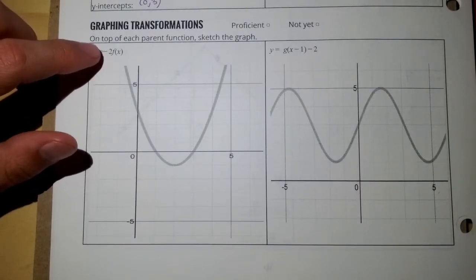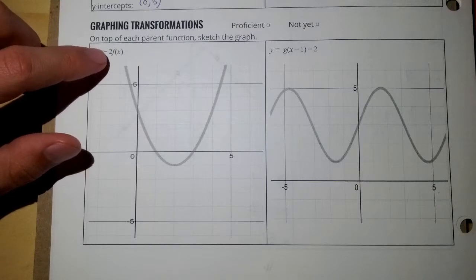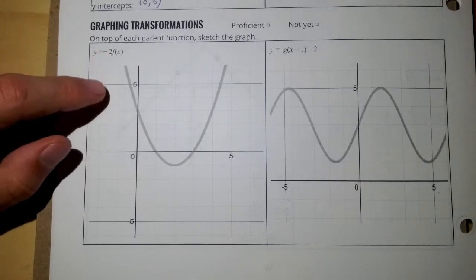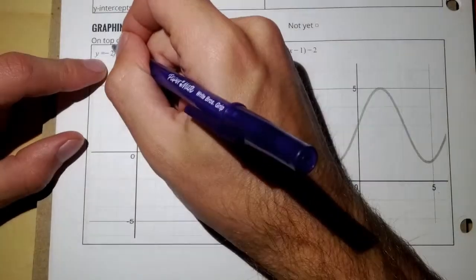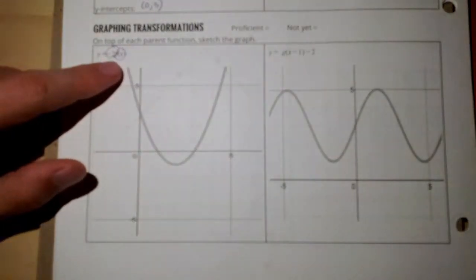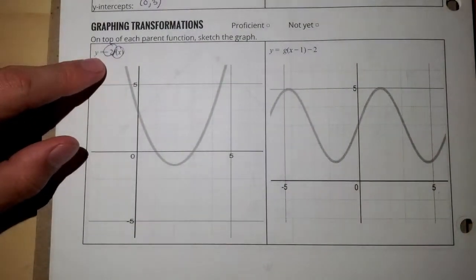Now, you could do these things separately. You could do the reflection and then multiply the y values by 2. You could do it the other way around, or you can just do both, which I'll do. So I'm going to say that's -2. f(x) is like the y value, so I'm going to multiply all the y values by -2.